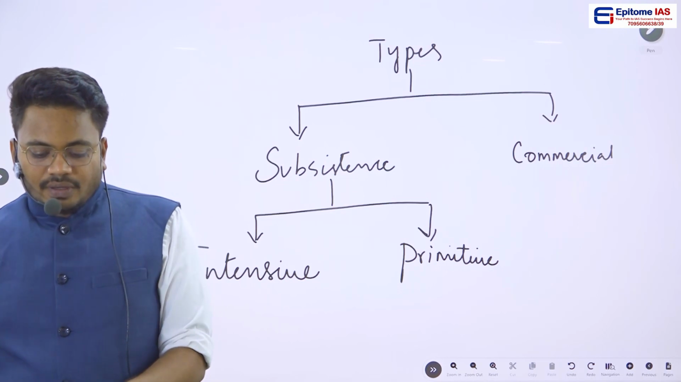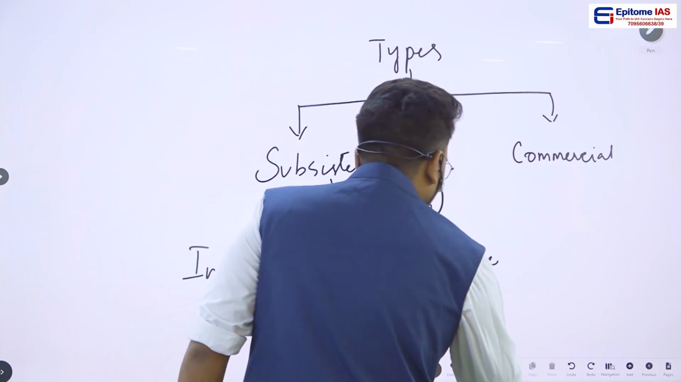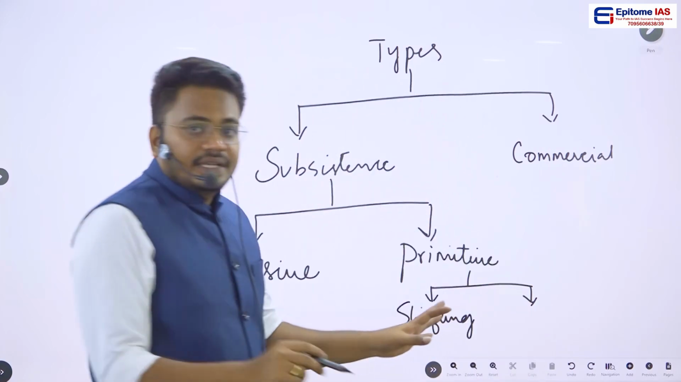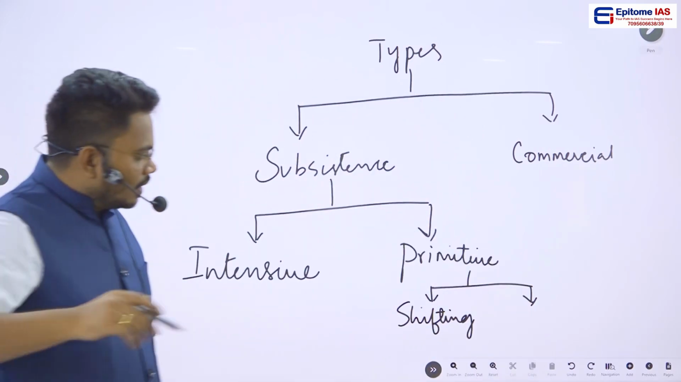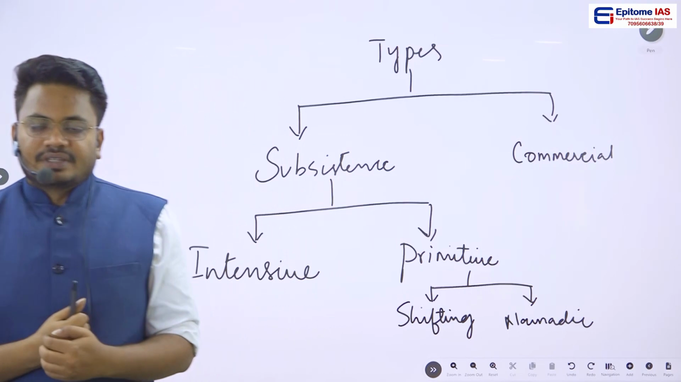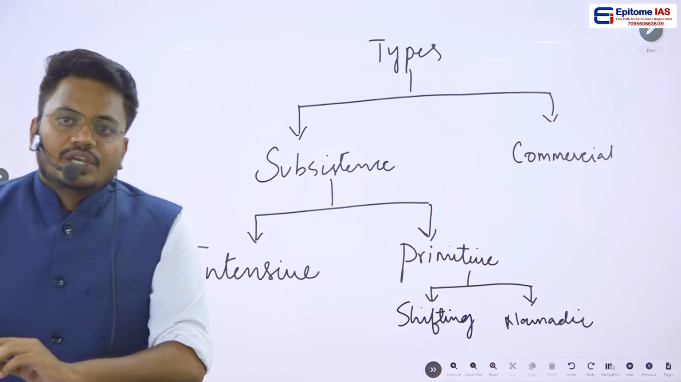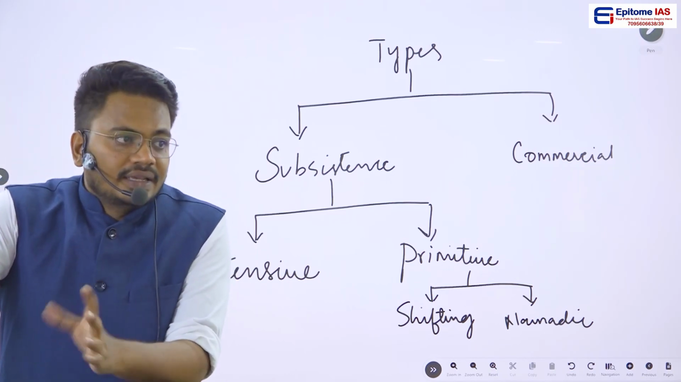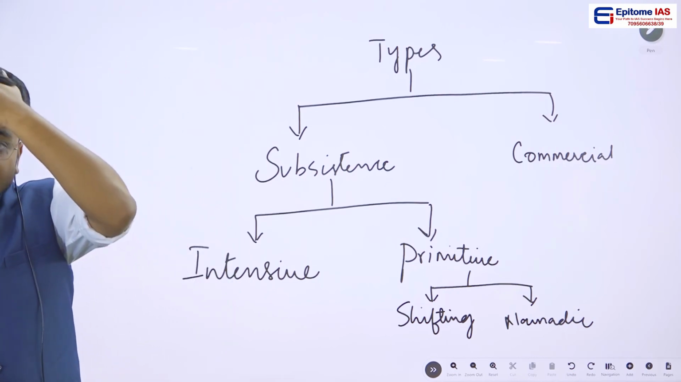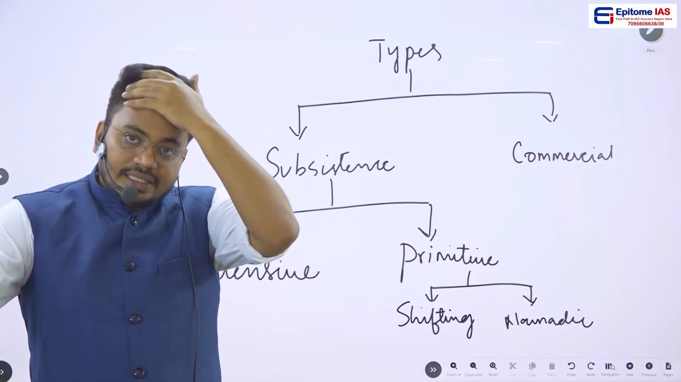Then the second type is primitive subsistence farming. Even in primitive subsistence farming, you will see two types. One, shifting cultivation, and nomadic farming is another example of primitive subsistence farming. Now the point here is, what is meant by shifting cultivation? Usually shifting cultivation is done in thickly populated areas, for example in the Amazon basin, or in tropical areas of Africa and Southeast Asia. There you will see this type of shifting cultivation.